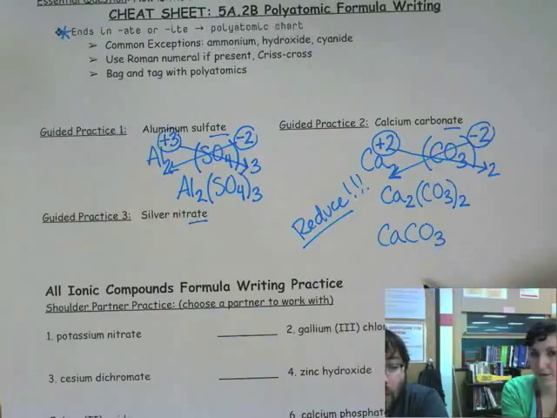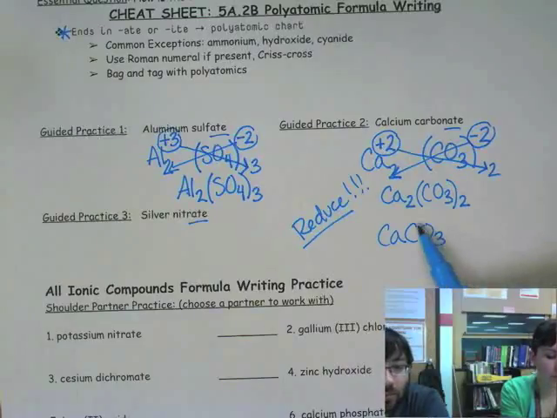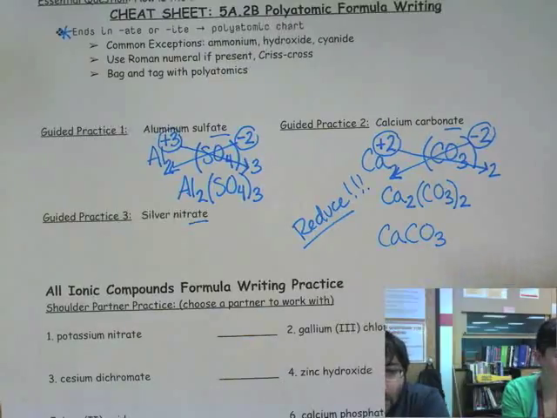What if we reduced and we had more than one? Would we bag and tag? Yes. If we reduced and I had more than one of these, then I would bag and tag. Okay. Well, that seems easy enough. Yeah. Let's try silver nitrate.